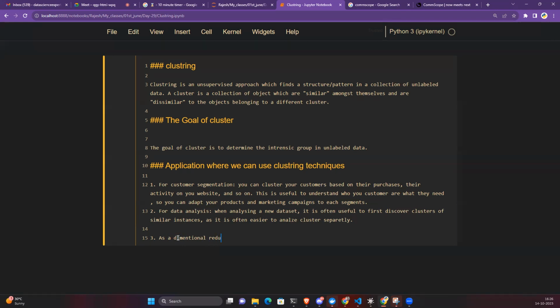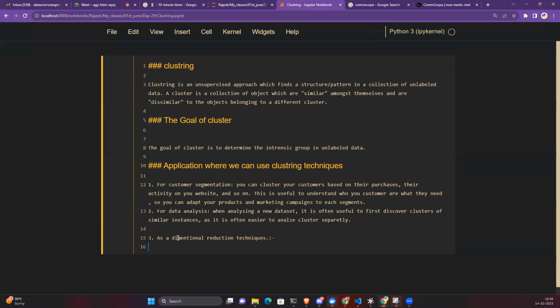So number three will be, it's very simple, dimensional reduction techniques. What are these dimension reduction techniques? Also called PCA. Let's talk about this PCA once.